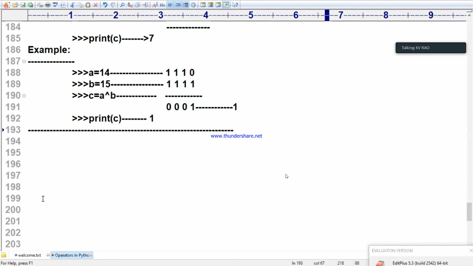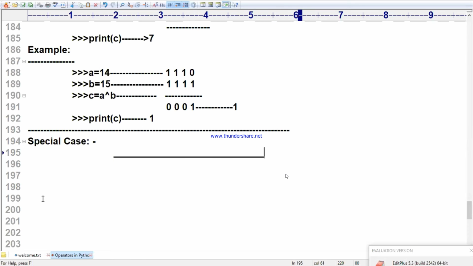One point I am going to say. Take a special case. I am writing that special case for your understanding level. I am keeping one dash for your answer. Students should fill this up. That's why we need to learn data types and binary number systems.